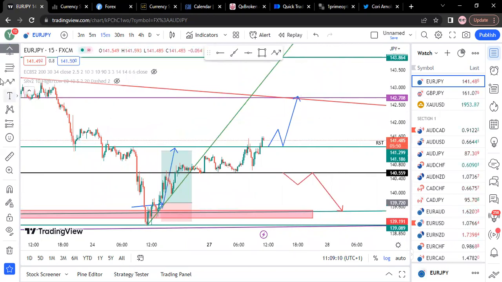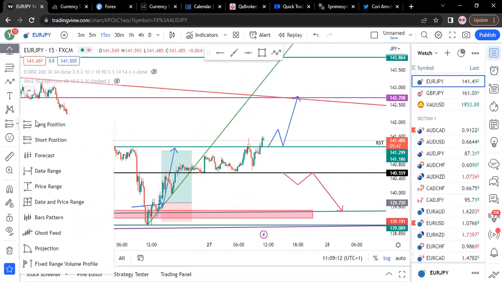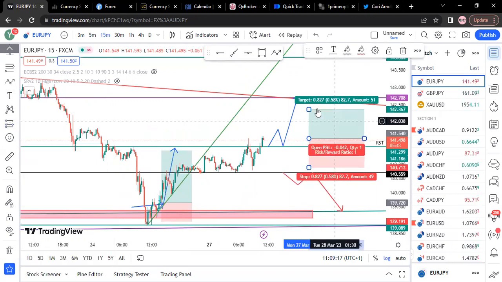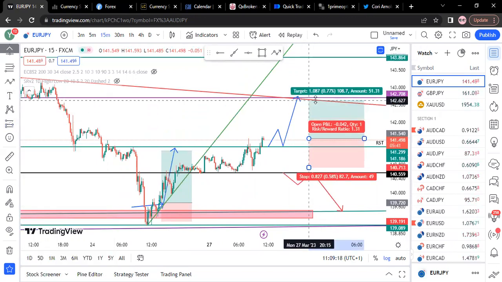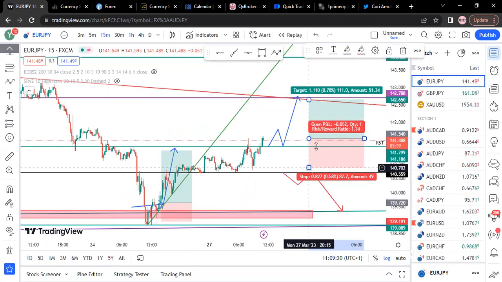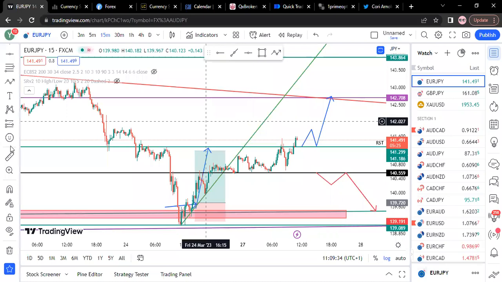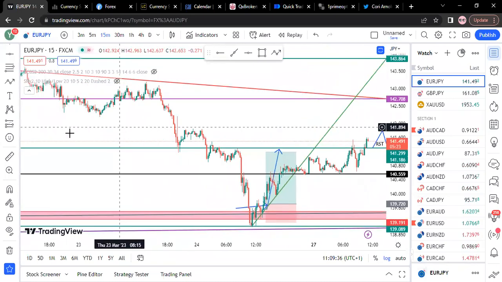How many pips is this? Let me check. Long position. Take it from here. My take profit will be here. My stop loss should be here. That's around 111 pips. Beautiful. So imagine you are taking this in a standard lot size based on your account rating. That's hundreds of dollars, $200 thereabout.